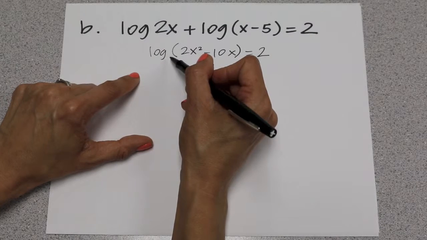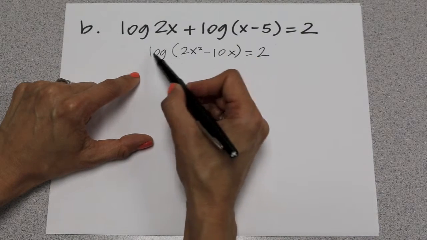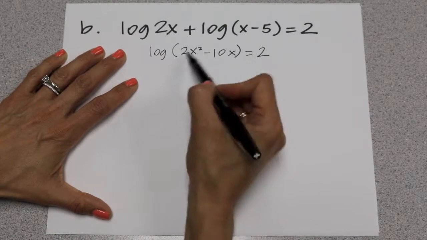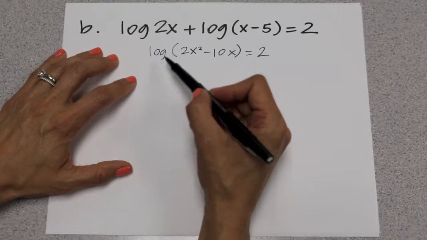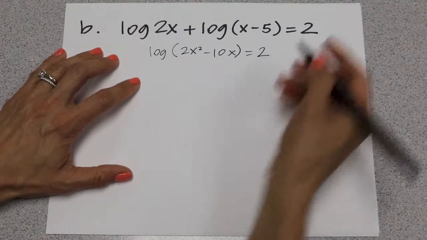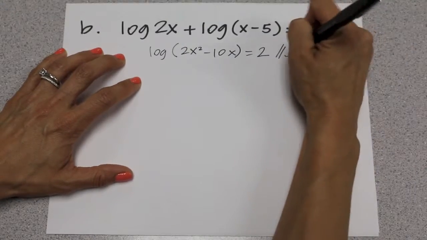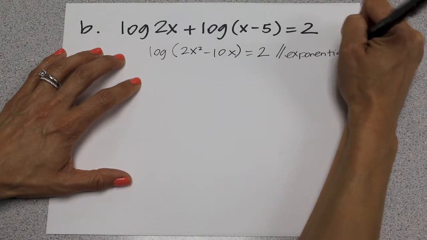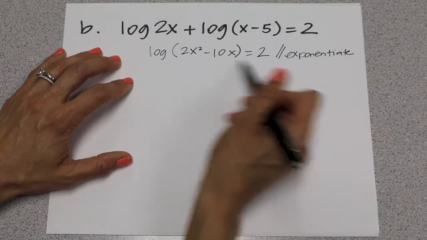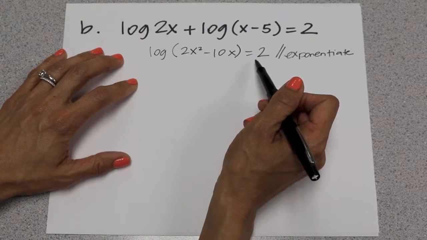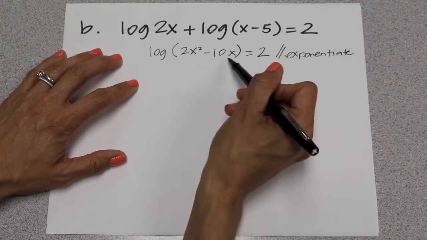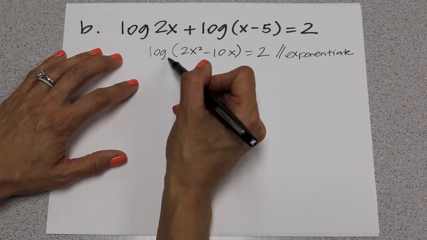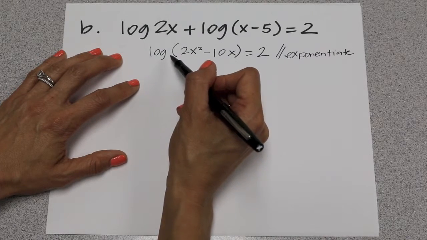There's no base, it's implied base 10. So log base 10 of this quantity equals 2. We're trying to solve for x, and it's buried inside of the log. So what we're going to do is a process called exponentiate. So we're going to exponentiate this log equation. What you do is you identify where the variable is, and then you look at the base number on that log. So the base number is 10.